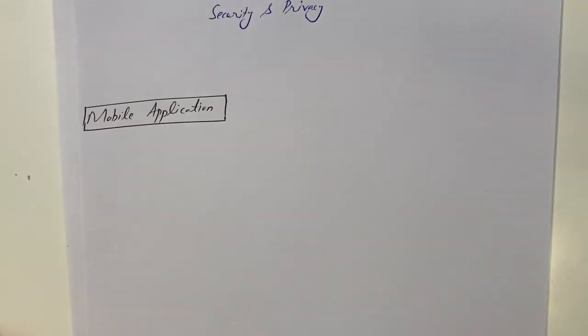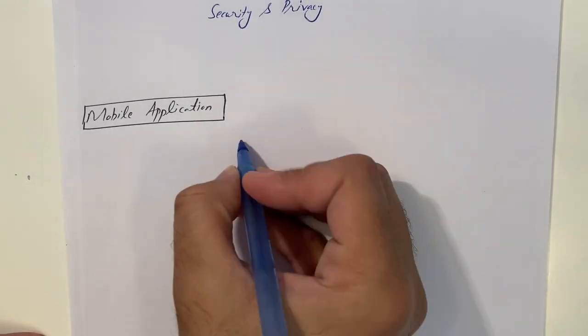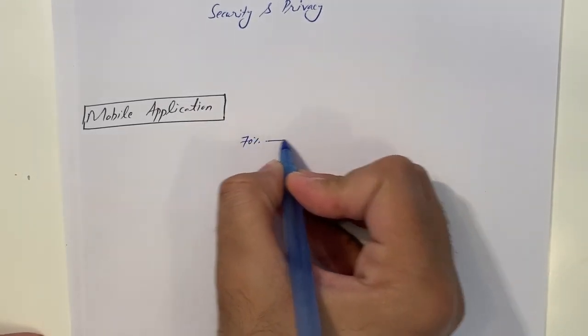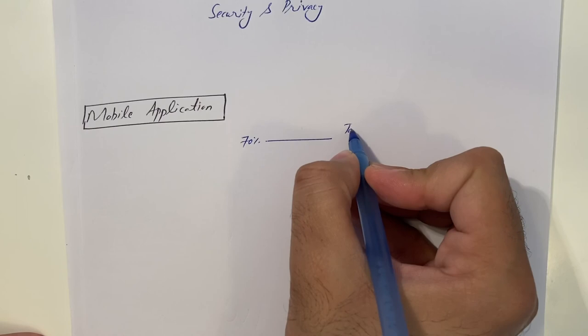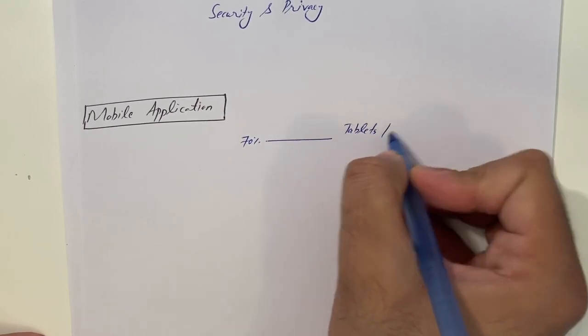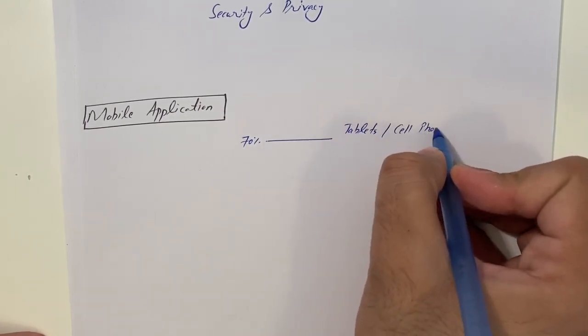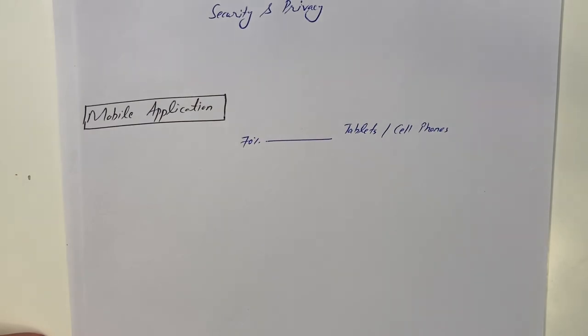The last thing is the mobile applications. Mobile applications are getting a lot of attention these days. Companies who have a website, for example, Chase Bank, PNC Bank, besides the websites, they do make mobile applications. The reason is that 70% of internet traffic comes through tablets or cell phones. 70% of internet traffic. It's not my number, it's Google's number.